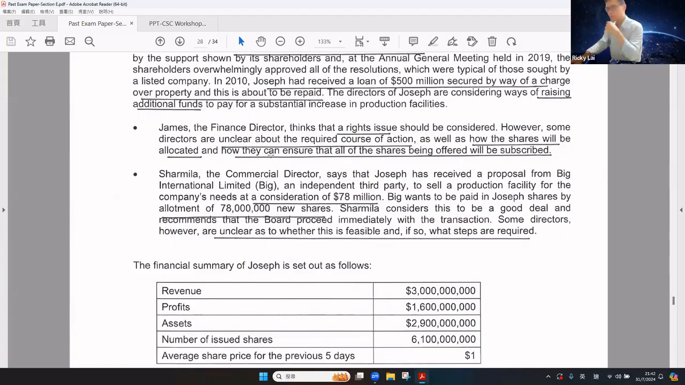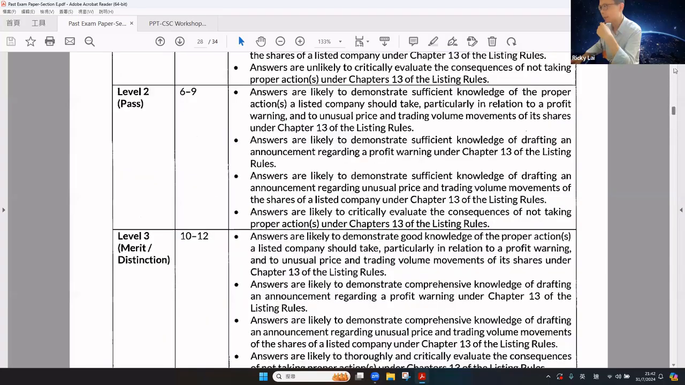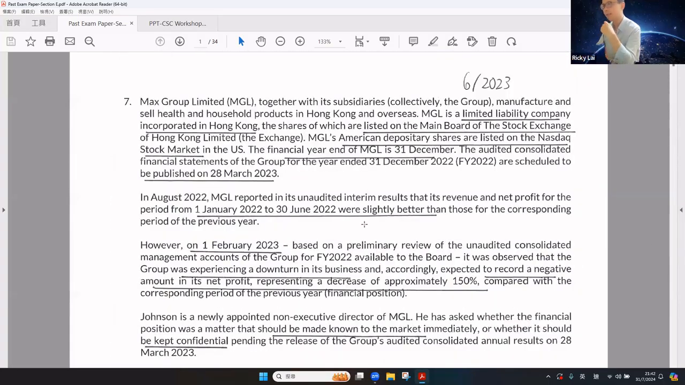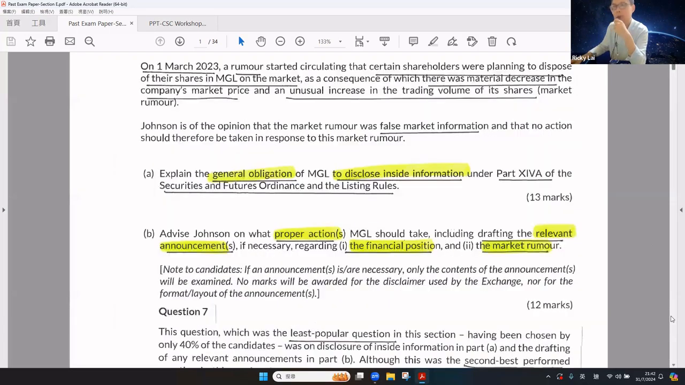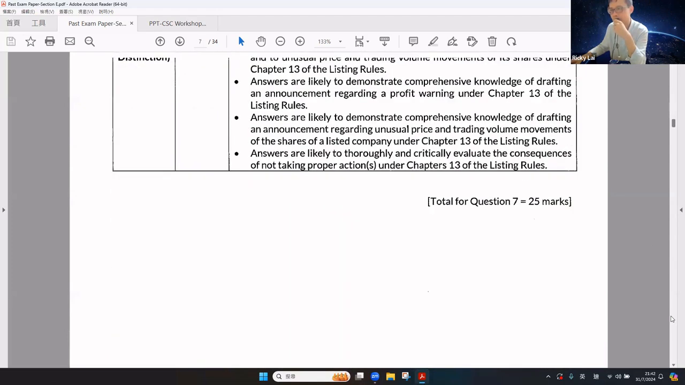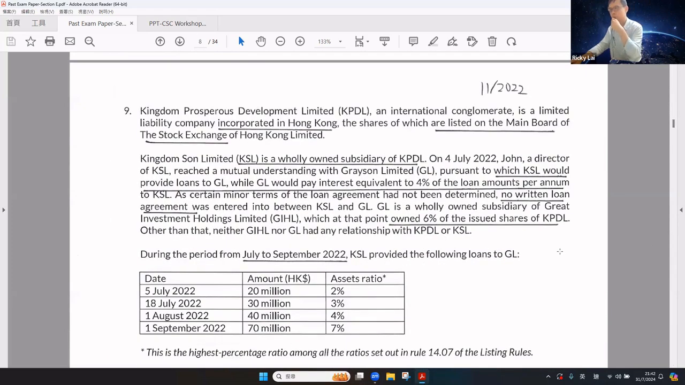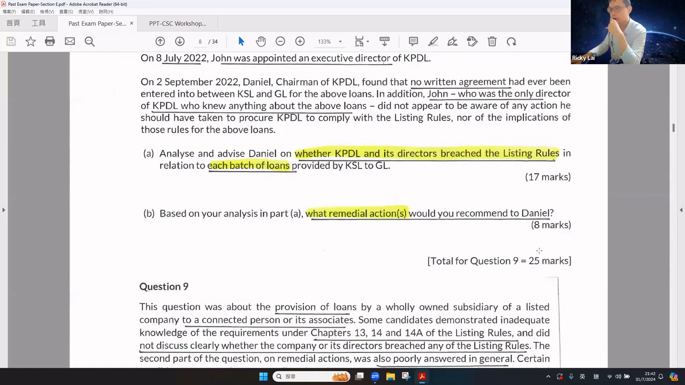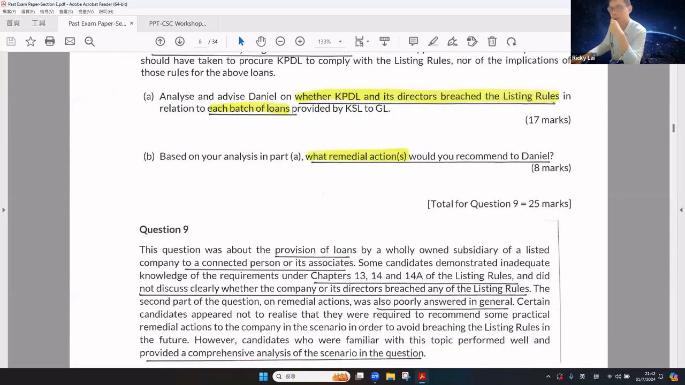In conclusion, we have gone through all the past exam papers for Chapter 13, 14, and 14A. We also see that they are common questions in Section B, and I can also say that every time you are talking about Section B, there should be at least one question asking you about the listing rules, and some of the questions may cover all 3 chapters. Something like Chapter 13, 14, and 14A, that is November 2022. We must apply Chapter 13, 14, and 14A for that question.